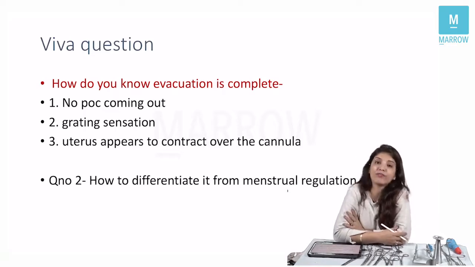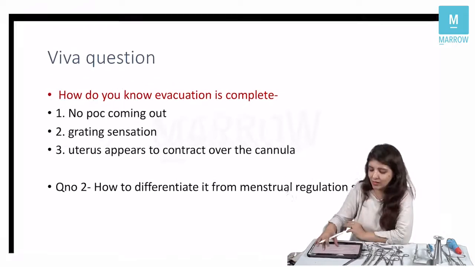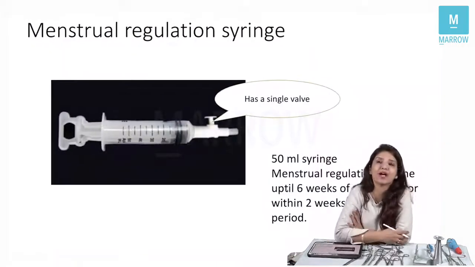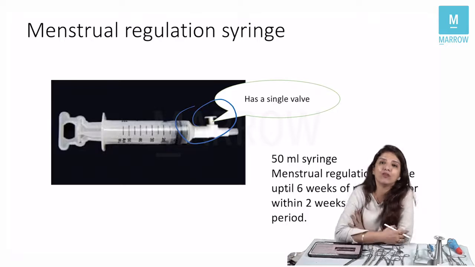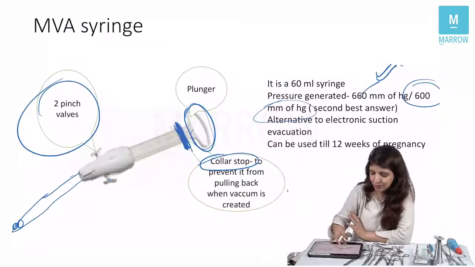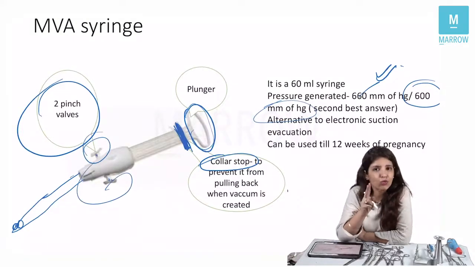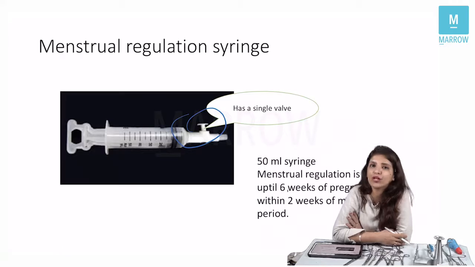Now, if you have answered all questions very well, then the next question which the examiner will ask you is, do you know that there is a menstrual regulation syringe also? This is a manual vacuum aspiration syringe. How are you going to differentiate between a manual vacuum aspiration syringe and a menstrual regulation syringe? That's very easy, and the moment you look at it, you will realize how to differentiate. In a menstrual regulation syringe, you have a single valve, whereas in an MVA syringe, you have two valves, right? So if there are two valves, it is an MVA syringe. If it is a single valve, then it is a menstrual regulation syringe.